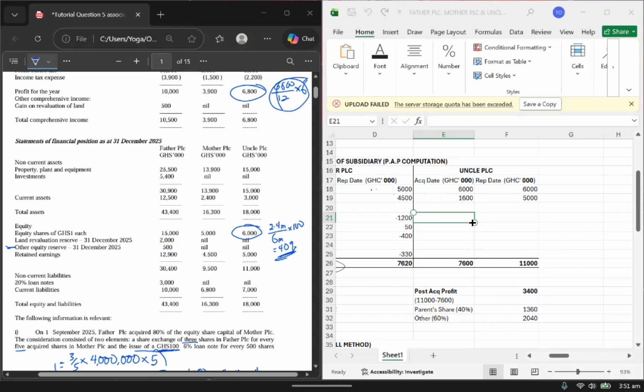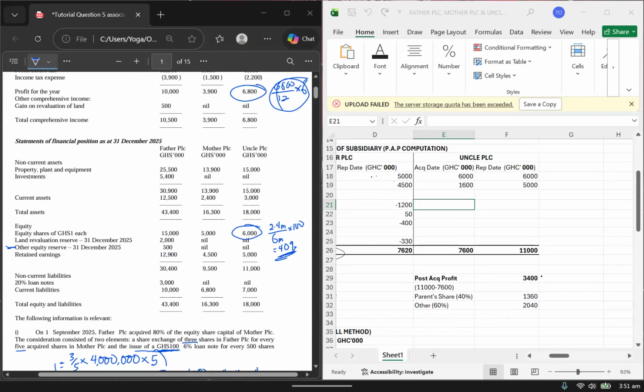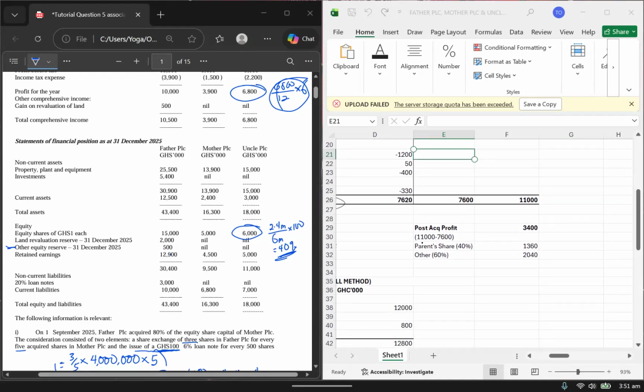Okay, so we got 7,600 as the net asset at acquisition, and then 11,000 as the net asset at report. You subtract, you get 3,400. Is it 11,000 minus 7,600? 3,400 as the post-acquisition period, and you share it amongst the parents and the other.